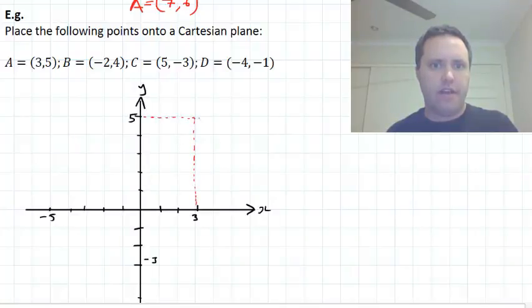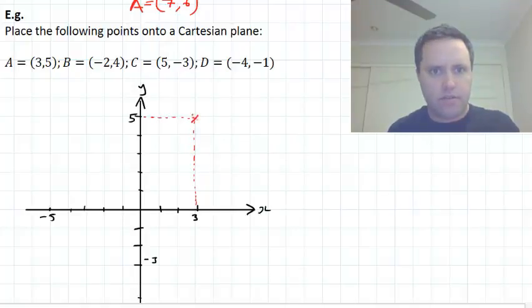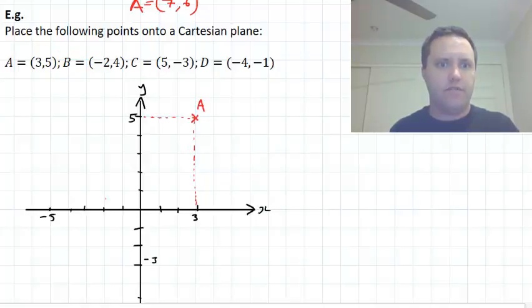So we come there, and what I like to do is little crosses, which is probably best. So there is A. Okay, B is negative 2 and 4. So x is negative 2, y is 4. There's B. C is x is 5, y is negative 3 this time. So x is 5, go down to where y is negative 3. That's C. And D is x is negative 4, y is negative 1.